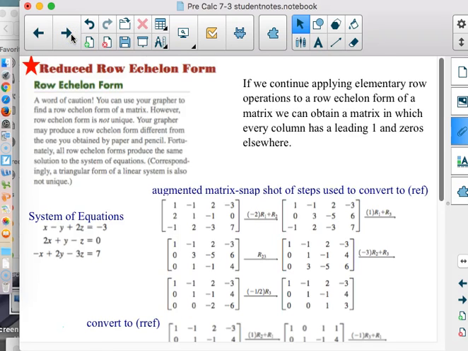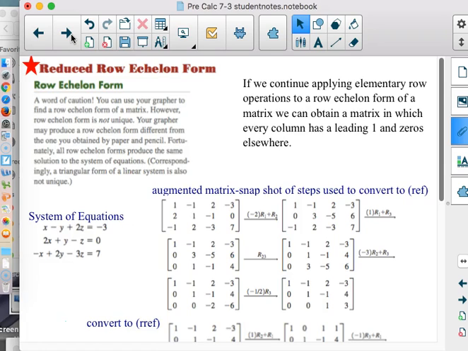Now, how could we take what we already have and work so that we could get x equals, y equals, z equals without having to do the back substitution? Well, that's called reduced row echelon form. So, like it says, reduced row echelon form, a word of caution: the graphing calculator, you're going to get a different row echelon form than you do. Don't think you're wrong. You know, it's just that you have to keep going. So like it says, fortunately, all row echelon forms will produce the same solution to the system of equations. So whether or not you get the same thing they do or not is not important.